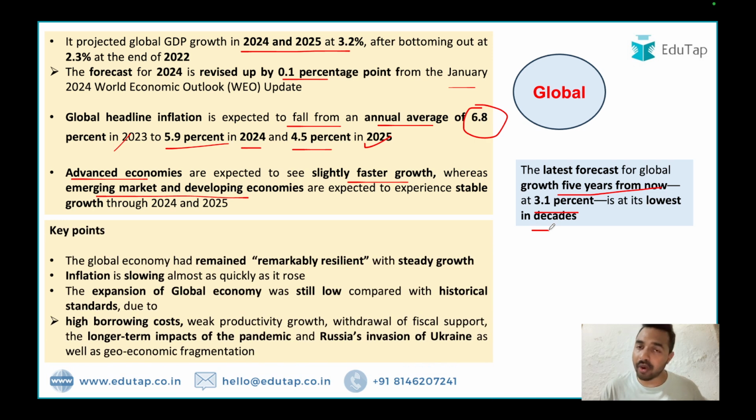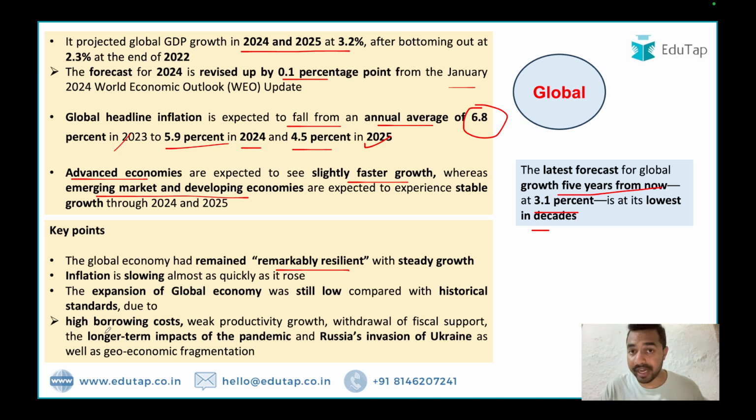So guys, the global economy had basically remained remarkably resilient. Resilient means the ability of the entity to recover. And here we have seen that it is showing a steady growth at the global level, and that is the reason that the global economy was remarkably resilient. And I told you that inflation is slowing down almost as quickly as it rose. And when we talk about the expansion of the global economy, although it is doing good, it is still low when we compare it with the historical standards.